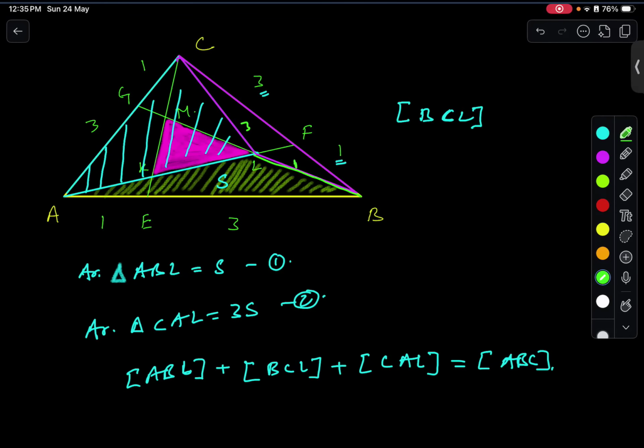So everyone, see this carefully. Take your time. This is the key. What is the area of BCL?